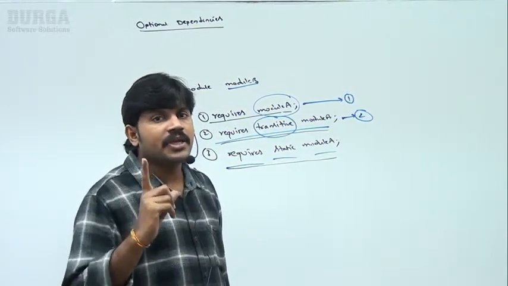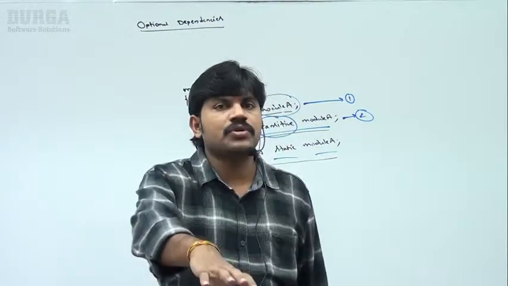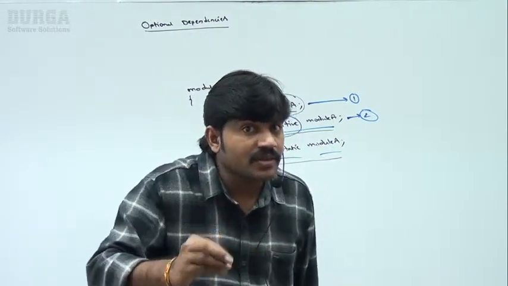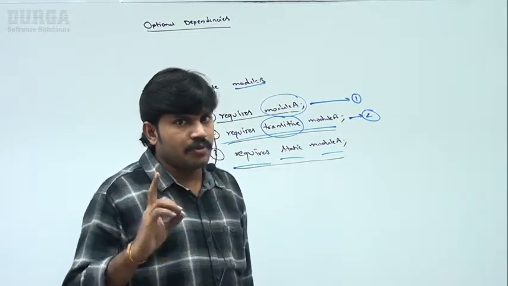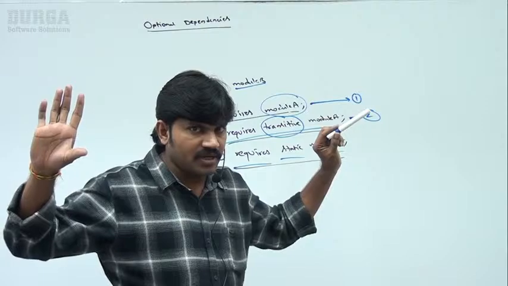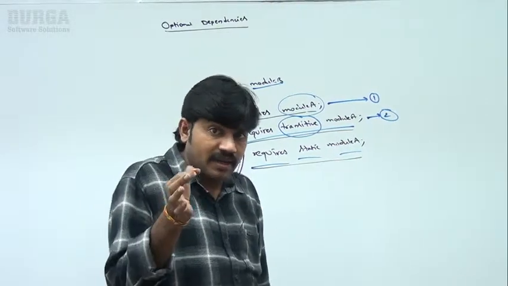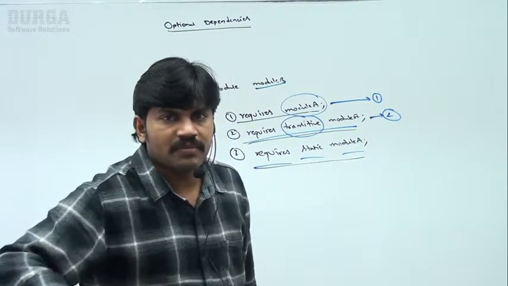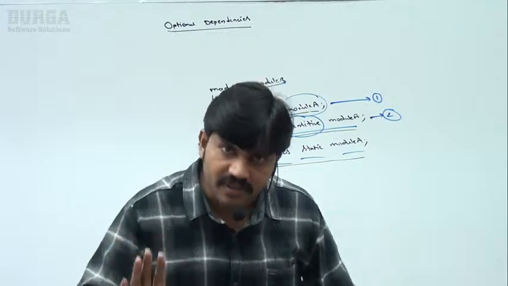Maybe there is a chance you will be asked: requires with static, without static, what is the difference? Requires with transitive, without transitive, what is the difference? You should be in a position to understand. What is a requires directive? What is a transitive dependency? What is an optional dependency? If you refer two or three times, you can get much clarity. That's all, sir. Thank you.